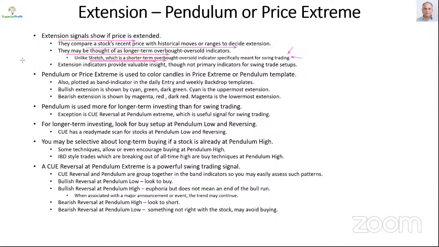The zero lag pivot levels. The first indicator that I rely on for taking intraday trades is stretch and stretch release. Stretch release is very fast, especially stretch. So that is very useful to take intraday trades.